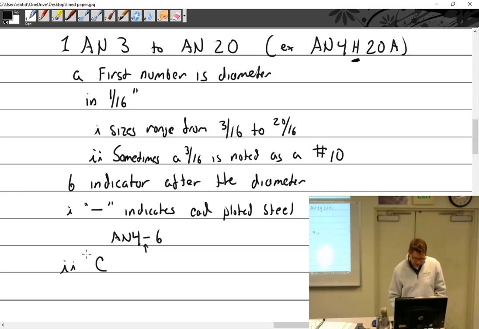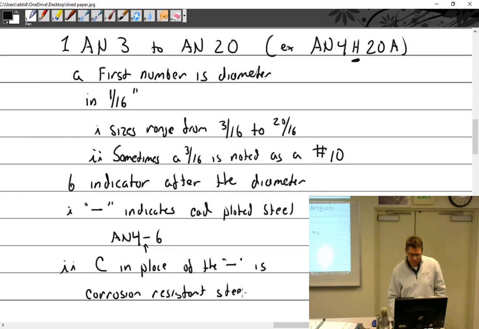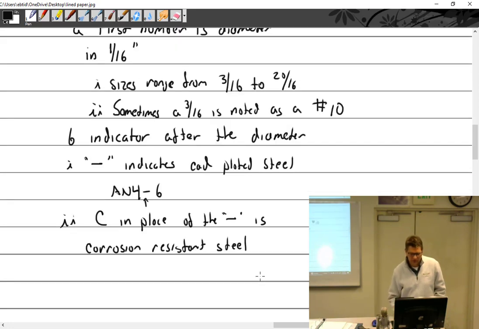A C in place of the dash is corrosion resistant. Stainless steel, right? Yep, stainless steel. I actually have that in my notes here. Parentheses, stainless steel.